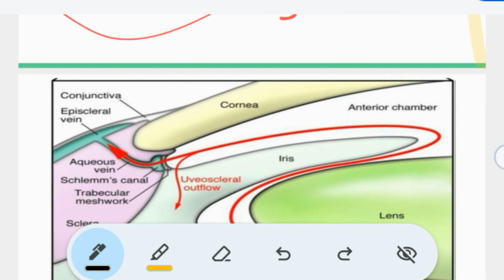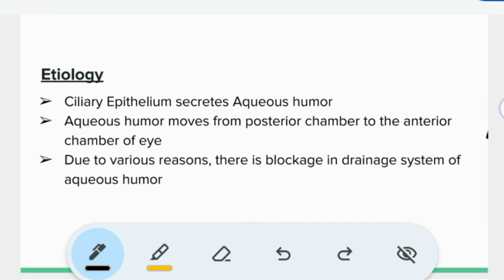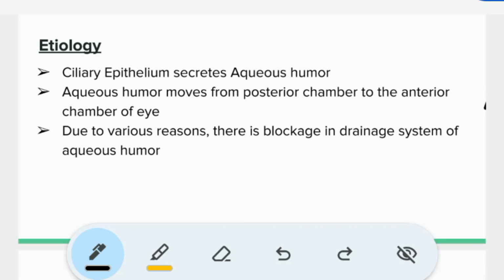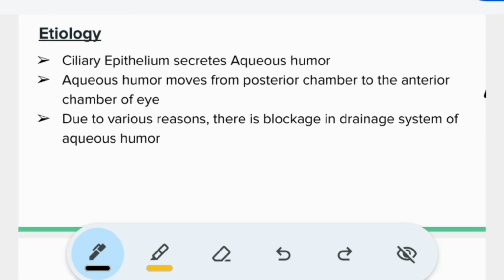Now we are going to discuss the etiology. I have already discussed how the aqueous humor flows, and why glaucoma occurs. It is because of the increased intraocular pressure of the eye. This is because of incomplete drainage or blockage in the drainage system of the aqueous humor. I have discussed all these points: the ciliary body will secrete the aqueous humor, then it will move from the posterior to the anterior chamber, and then due to various reasons, if there is any kind of blockage, it will cause the problem.